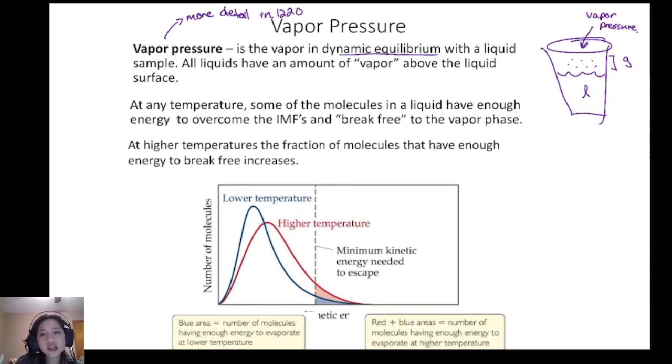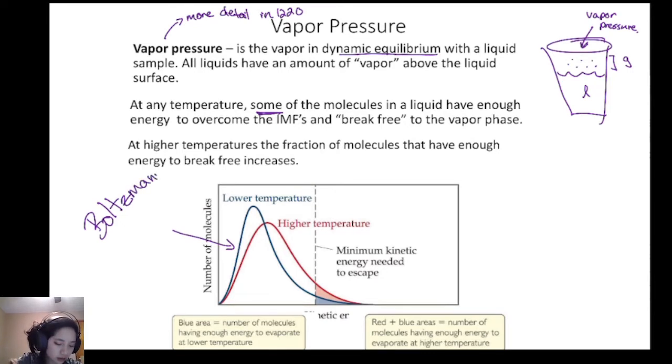The evidence of vapor pressure is if you have a glass of water out and you leave it out there long enough, eventually it will all evaporate and disappear, even at room temperature. So you never actually boil the water off. If you just leave it there long enough, it will all evaporate and disappear. That's because at any given temperature, some molecules in a liquid have enough energy to overcome intermolecular forces and break free into the vapor phase. And that's due to a Boltzmann-like distribution, or Maxwell, remember the Maxwell-Boltzmann distribution curve?